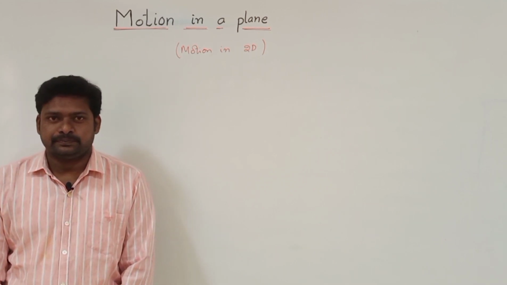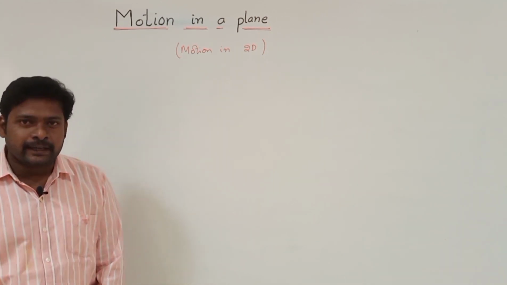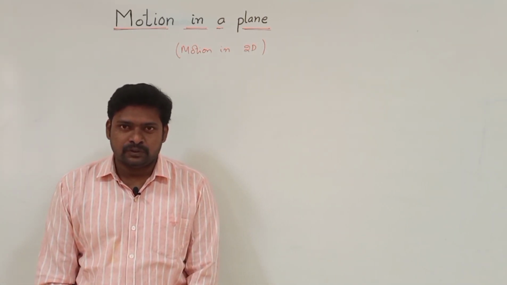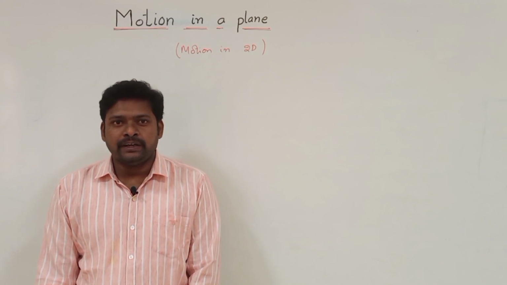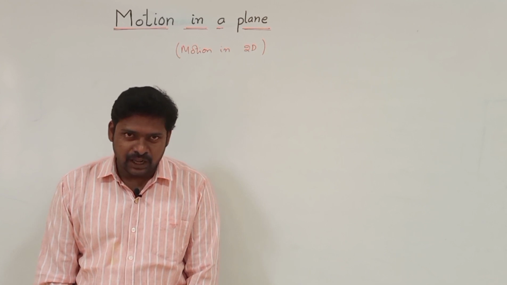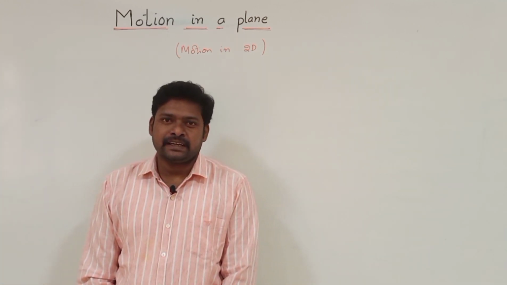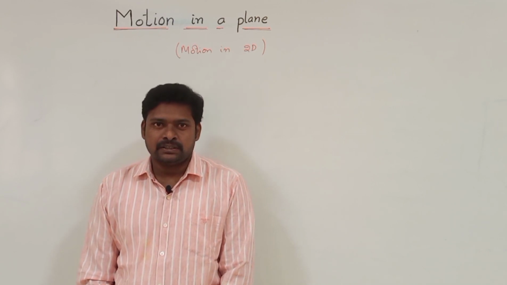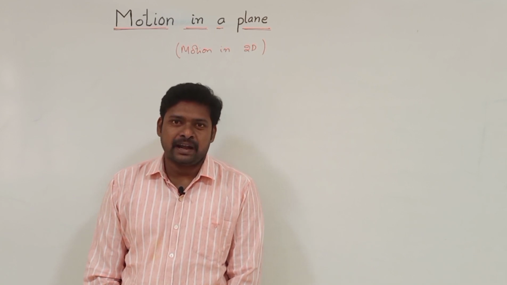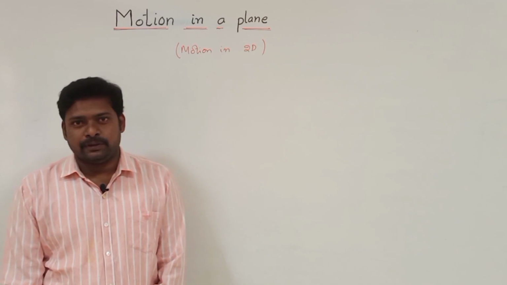Now, we need to know what is meant by vector, what is meant by scalar, how to define them, which quantities are called vectors, which quantities are called scalars, how to denote the vector, how to write the scalar, how to multiply the vectors, how to multiply the scalars, how to add the vectors, how to subtract the vectors. All we need to know in this chapter. Let's go one by one.